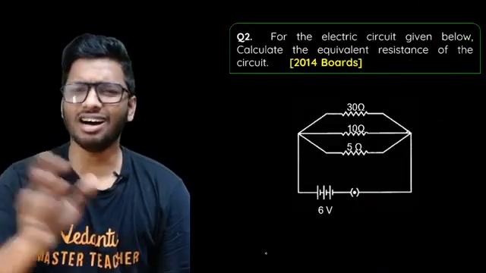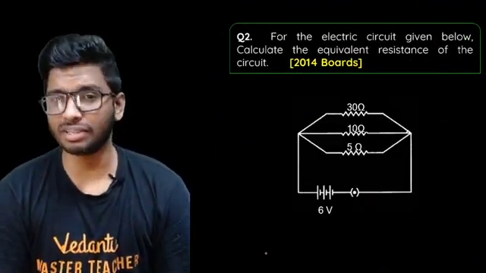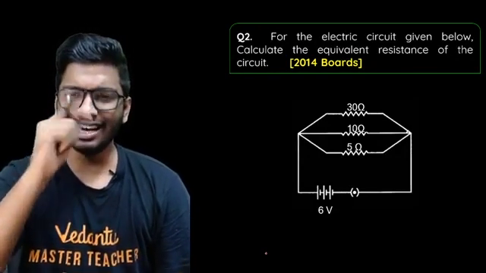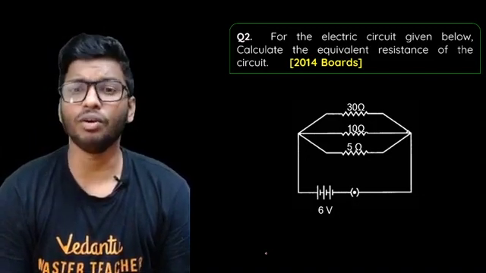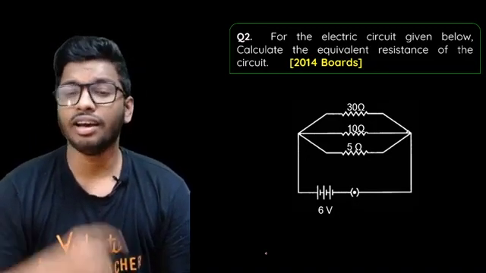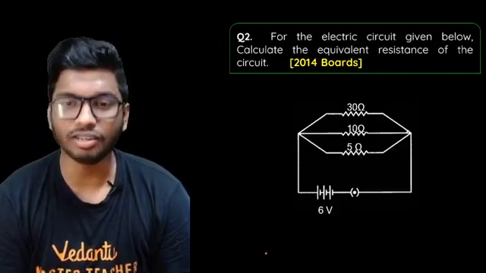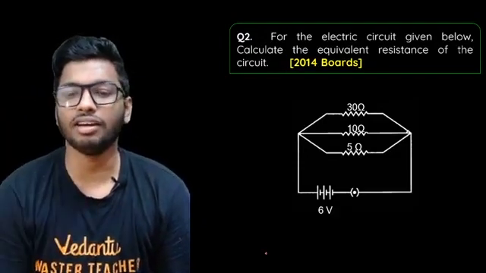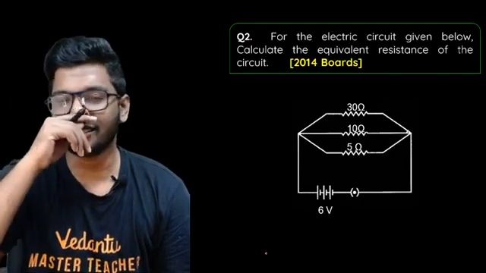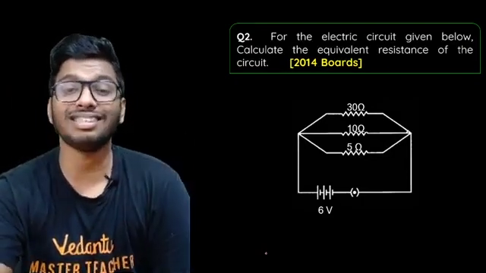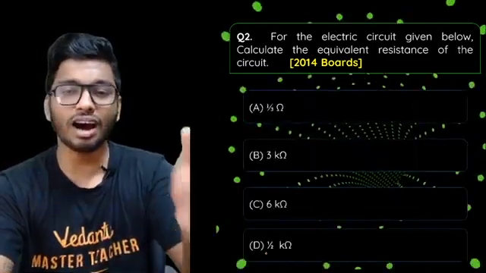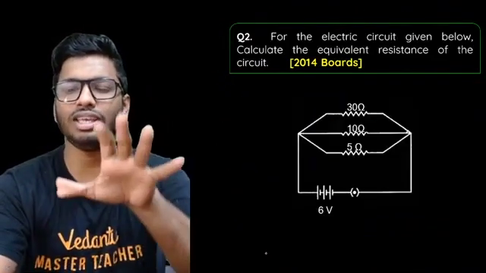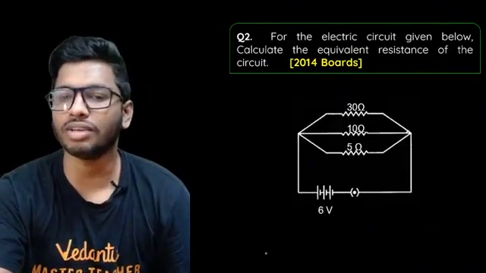Second question, guys. This question was given in your board exam, CBSE 2014 board exam. It's a very straightforward question. The question is: for the electric circuit given below, calculate the equivalent resistance of the circuit. You have three resistors connected in parallel to each other. One is 30 ohms, the other is 10 ohms, and the other is 5 ohms, and the voltage of the battery is 6 volt. You're supposed to find out the equivalent resistance. Your options are 1 by 3 ohms, 3 kilo ohms, 6 kilo ohms, or 1 by 2 kilo ohms. So these are the options: 30 ohms, 10 ohms, and 5 ohms.